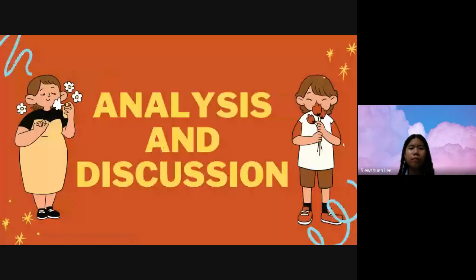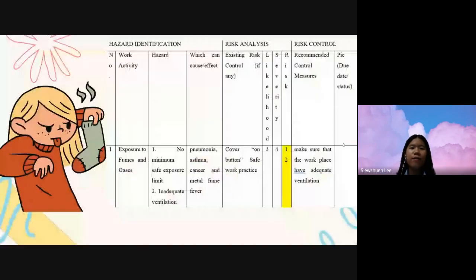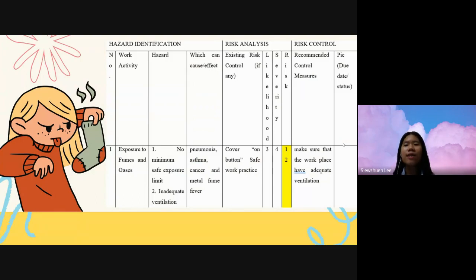Okay, then now I will present the analysis and discussion. First of all, analysis and discussion is divided into three parts, which are hazard identification, risk analysis, and risk control. For hazard identification, we have work activity, hazard, and what it can cause or effect. For risk analysis, we have existing risk control, likelihood, severity, and risk. Risk control has the recommended control measure.